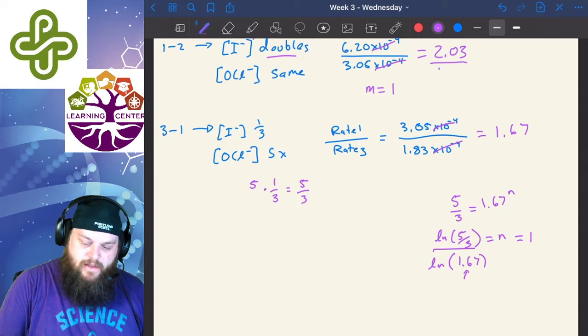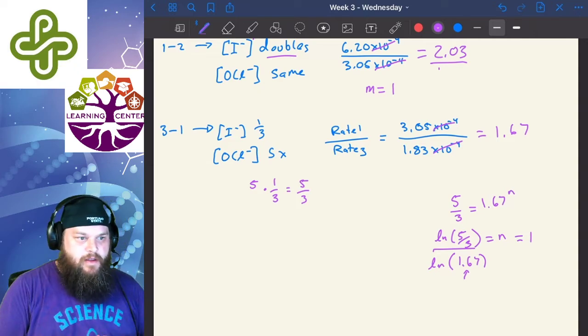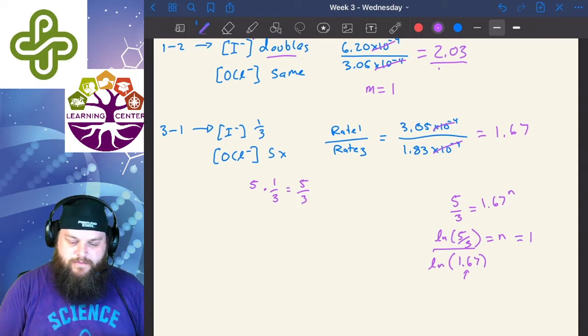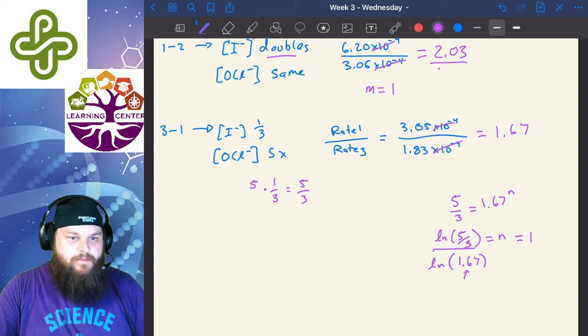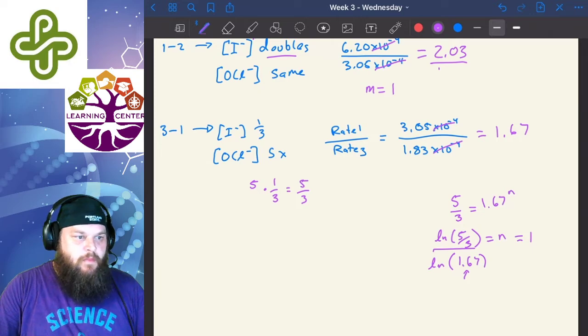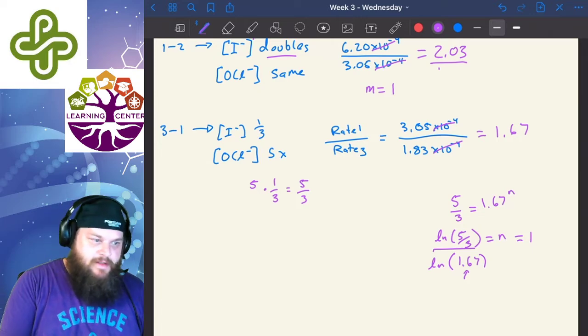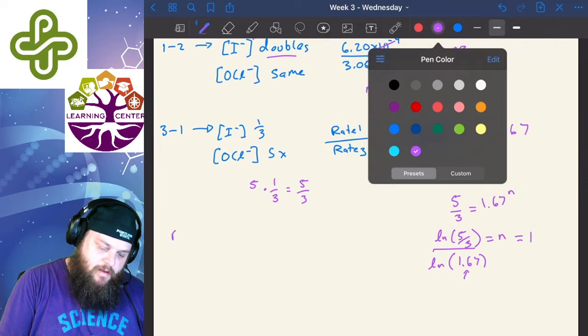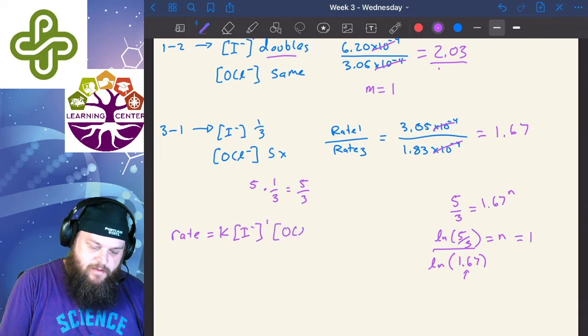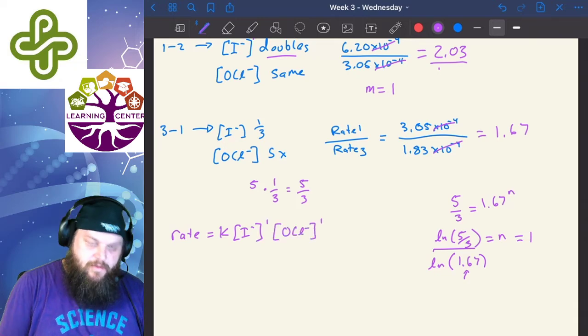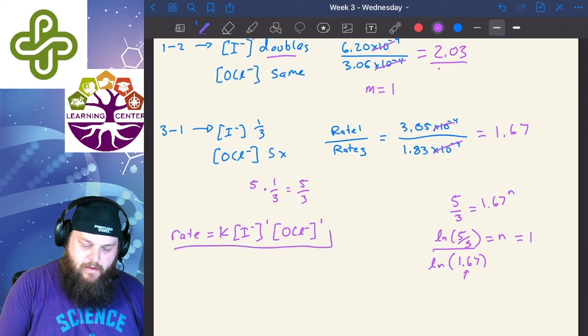Or we can see that the total order of everything is going to be, n and m are both the same in that regard. So they're both first order, so that means it's going to be a rate equal to K, concentration of iodide to the first power times the concentration of OCl minus to the first power. And that's by rate law.